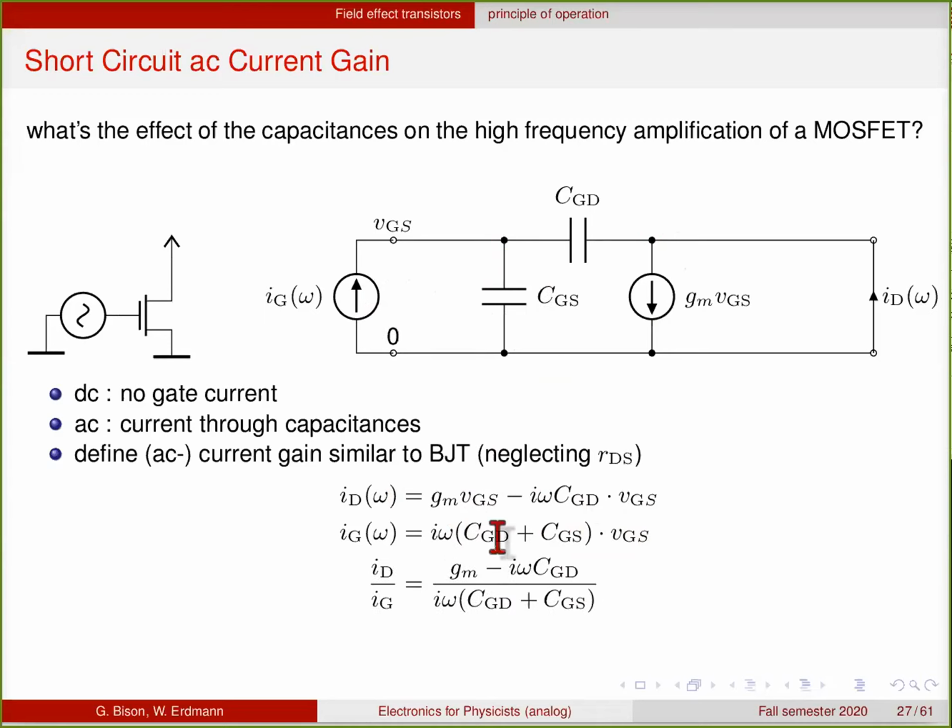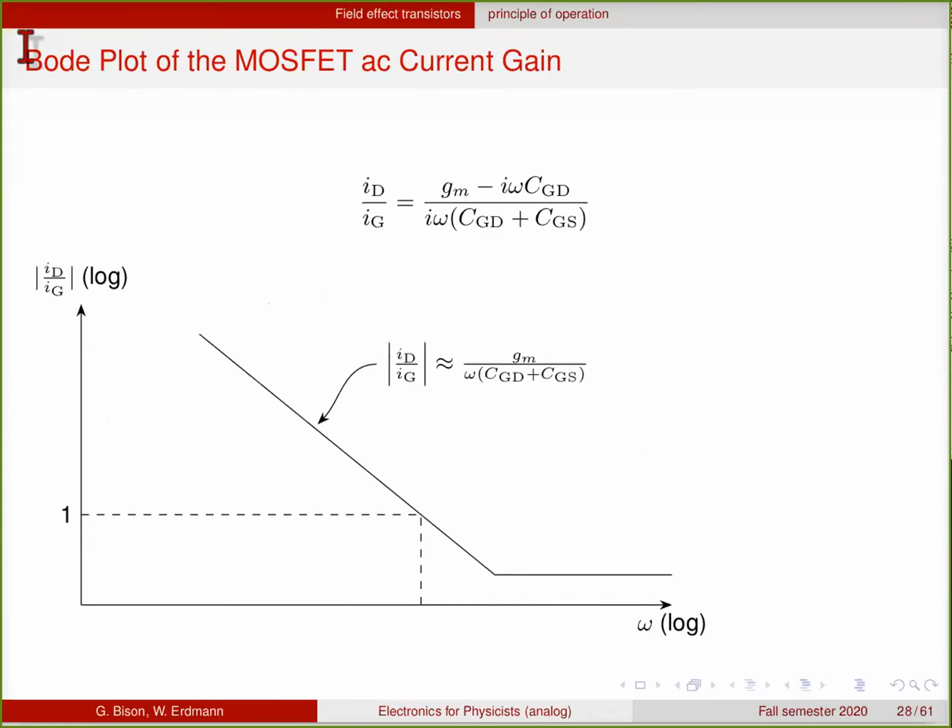The ratio of the two is then simply this expression: gm minus i omega C gate drain, which is, as we said, the smaller capacitance, divided by i omega times the sum of C gate drain and C gate source, which is the more important term here, because V gate source cancels. So again, we can make a Bode plot of this, which looks similar to what we had for the bipolar case. The only difference is that this will never become flat.